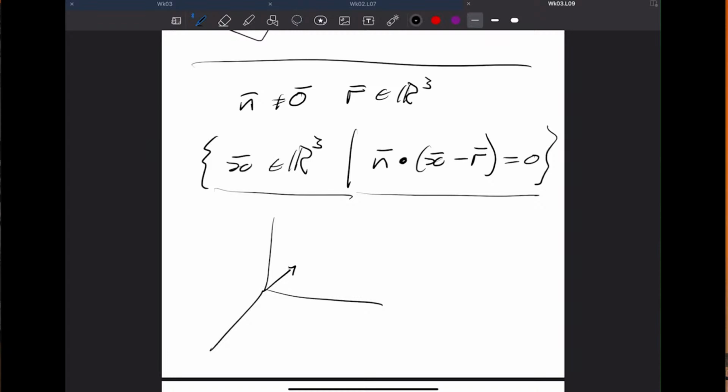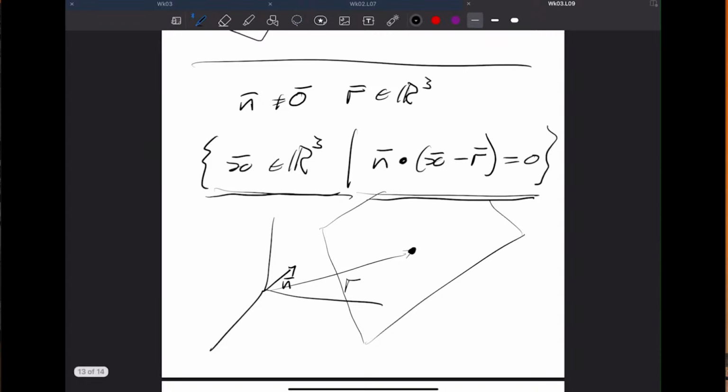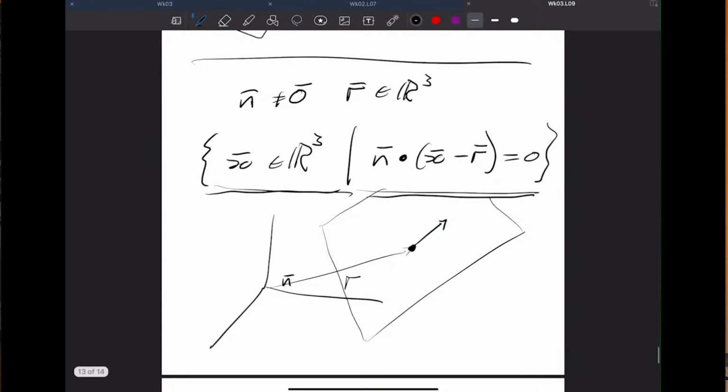So we've got our vector n, and we've got now our point r there. What this set looks like is all the points, but now translated so that this point r is actually in the plane. If you detach this algebraic vector n and move it to that point r, you will see that all the points on the plane will be at 90 degrees to that vector that you detached.